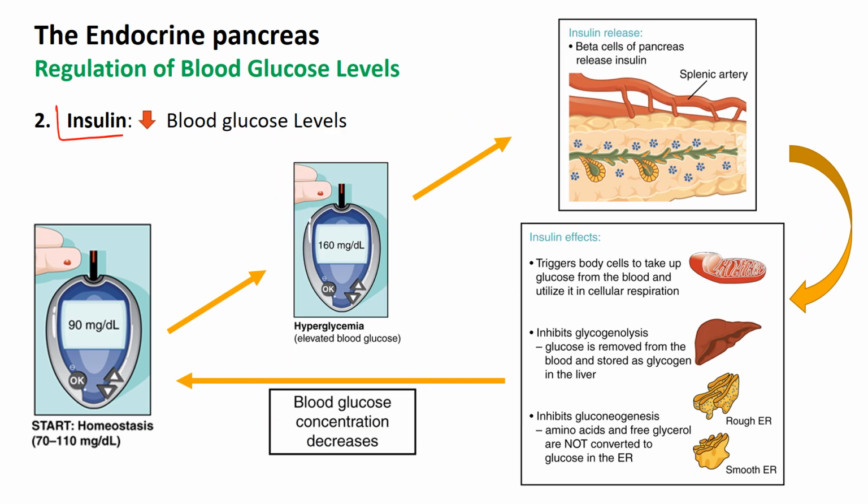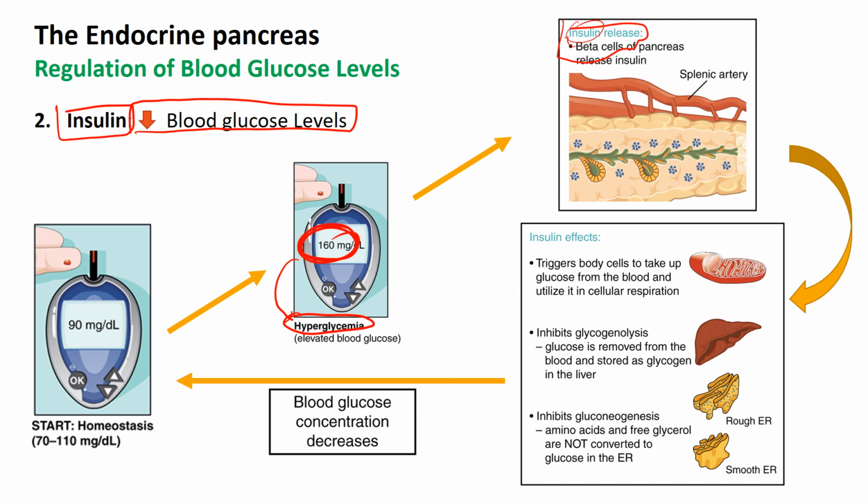Insulin does the opposite of glucagon and cortisol. Insulin is the hormone that we need to decrease your blood glucose levels. So when your glucose levels are high, this is called hyperglycemia, and your pancreas will produce insulin. The beta cells in the islets of Langerhans are going to respond to hyperglycemia by releasing insulin.